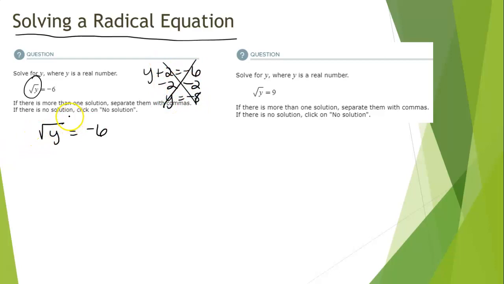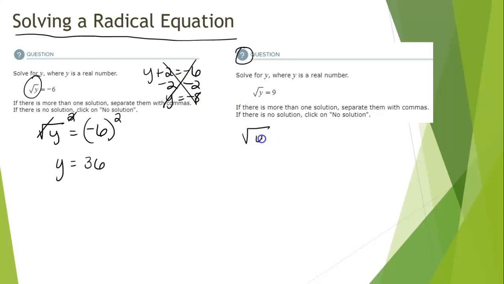You want to get rid of the square root. And we do that by squaring both sides. The square and the square root cancel out, and so y is isolated, and -6 times -6 is positive 36. You pause the video and try this one on your own.